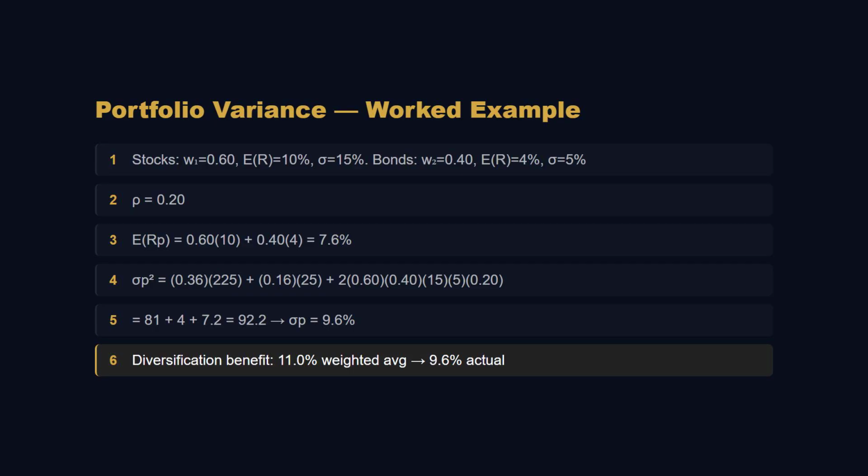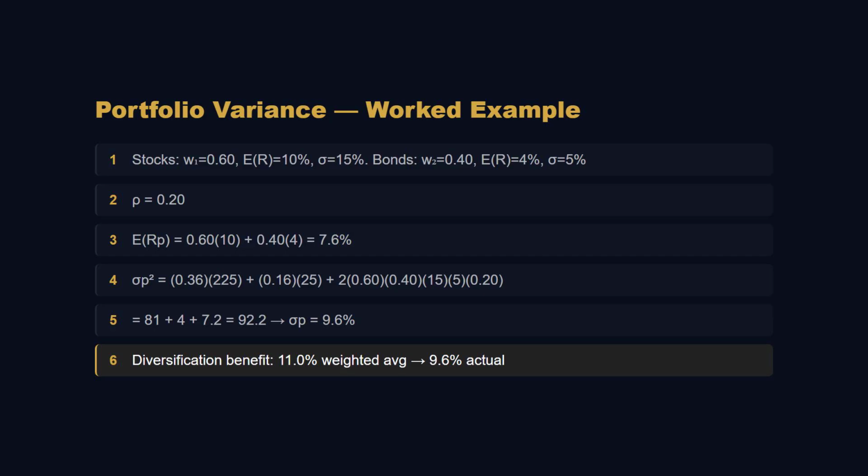Portfolio variance: 0.6 squared times 15 squared plus 0.4 squared times 5 squared plus 2 times 0.6 times 0.4 times 15 times 5 times 0.2. That is 0.36 times 225 plus 0.16 times 25 plus 2 times 0.6 times 0.4 times 15 times 5 times 0.2. 81 plus 4 plus 7.2 equals 92.2. Portfolio standard deviation is the square root of 92.2, which is 9.6%.